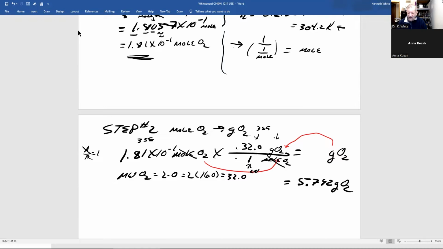Anyways, 3 significant figures, 3 exact number. We need to round this off to 3 significant figures, because when you multiply and divide, you get the same number of significant figures in your answer as the number with the fewest significant figures. So it's 1, 2, 3. Use the 2 to round off. That's 4 or less. And the correct answer there would be 5.79 grams of oxygen in that balloon. And that's how you get it.